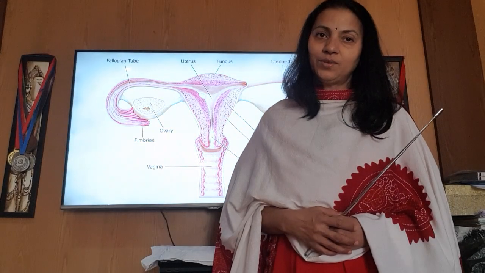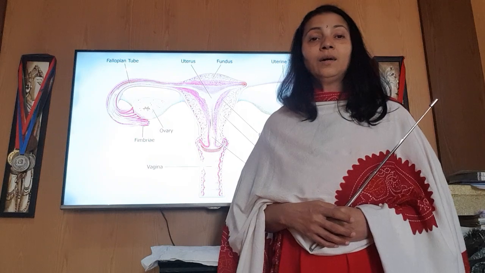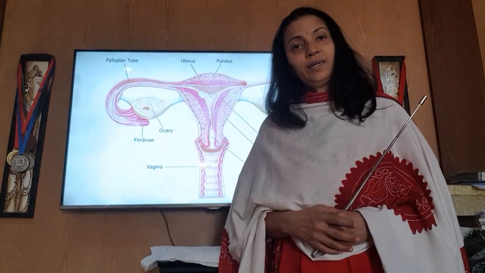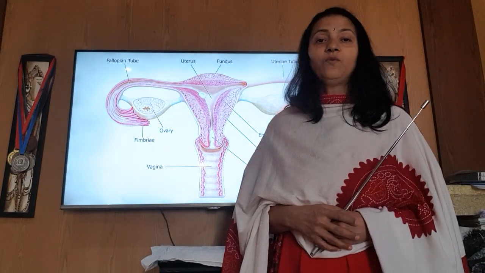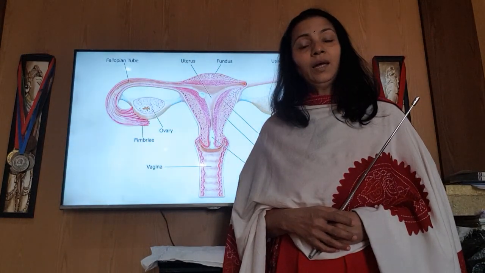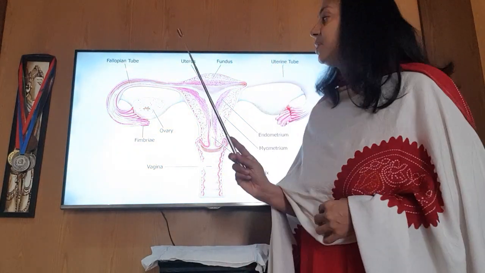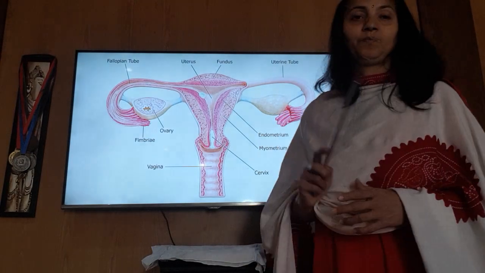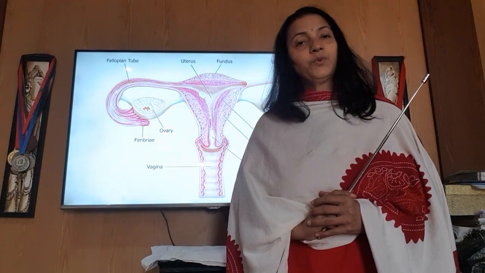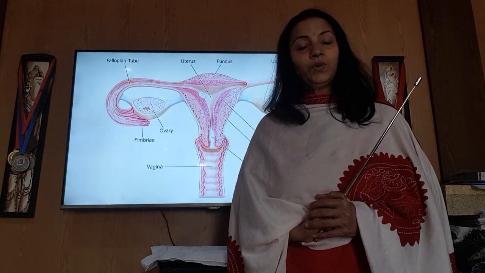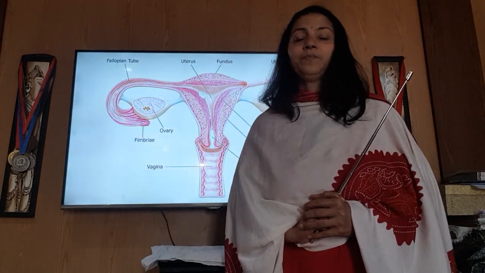Now the relations. Anteriorly it is related to the obliterated umbilical artery, and posteriorly it is related to ureter, which is coming from kidney and it will enter the urinary bladder, and urinary bladder is present anterior to uterus. So it has to come from behind forward. So posteriorly it is related to ureter and internal iliac artery.